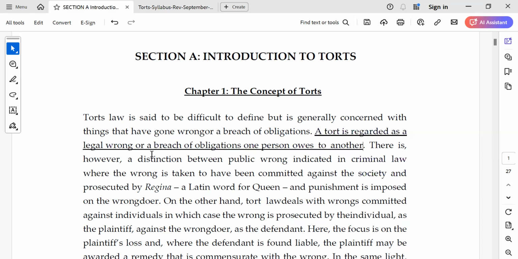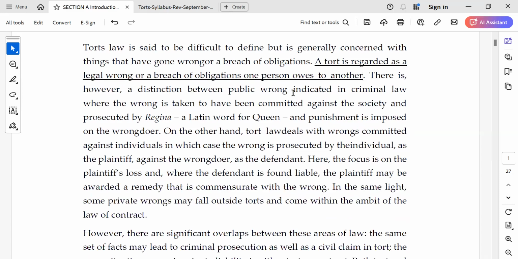So that is the general understanding of tort. There is, however, a distinction from public wrong indicated in criminal law. What is it in criminal law? There are wrongful acts. They have categorized them as crimes. But what are those? They are public wrongs.